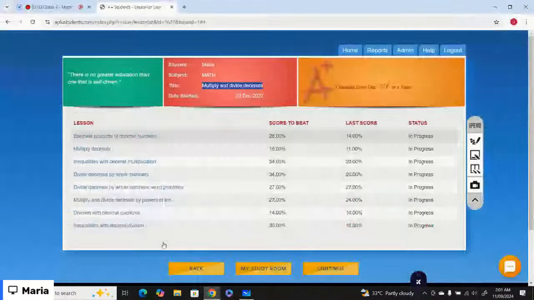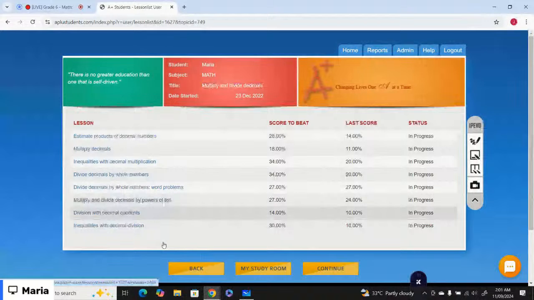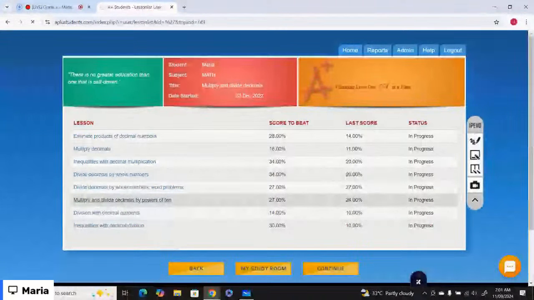Here I'm on grade 6 math. The chapter we're on right now is multiply and divide decimals. We're going to start with the lesson that is multiply and divide decimals by powers of 10.